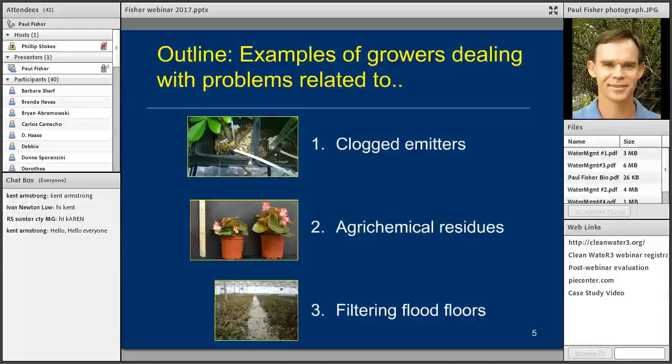Now, there are so many different types of water quality issues that we could be dealing with that we really just have to take some specific examples and go into them in depth. And I'll go through 3 examples of growers dealing with problems related to clogged emitters, agrochemical residues, or filtering of particles that are coming off flood floors.